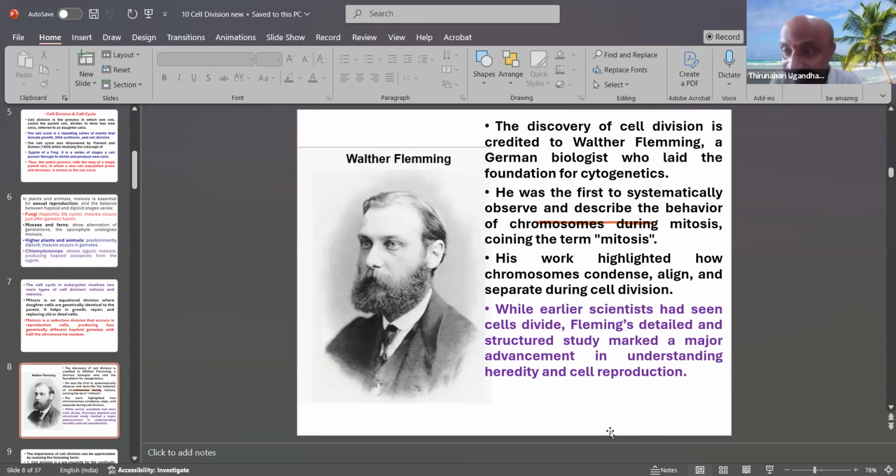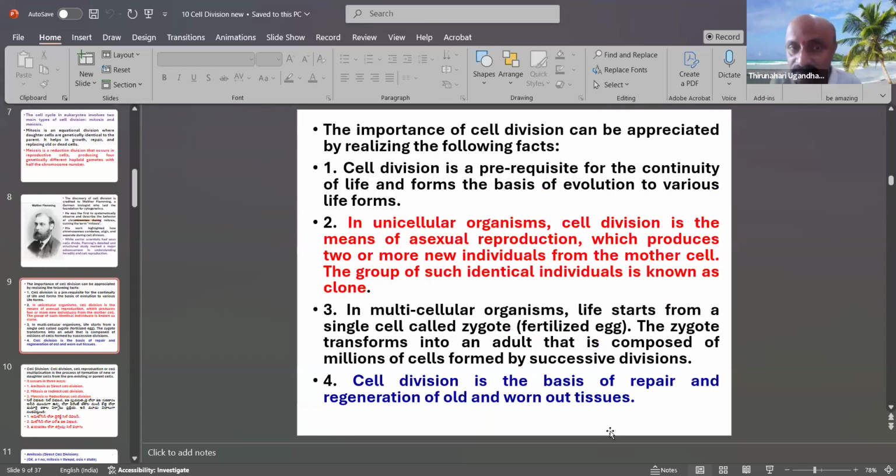Understanding heredity means the genetic information, the genetic qualities or parental characters, that can be transferred from parental to daughter generations. That is called heredity. Heredity and reproduction both play an important role in the conduct of cell division. But the importance of cell division can be appreciated by realizing the following facts. There are four important facts about the importance of cell division.